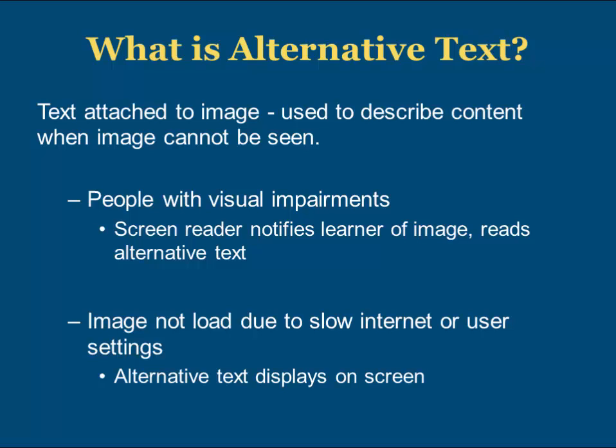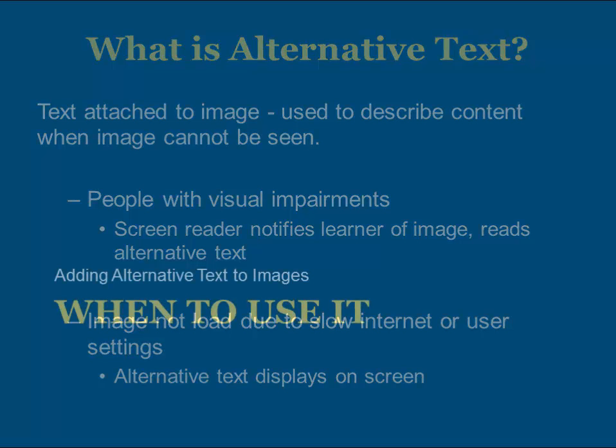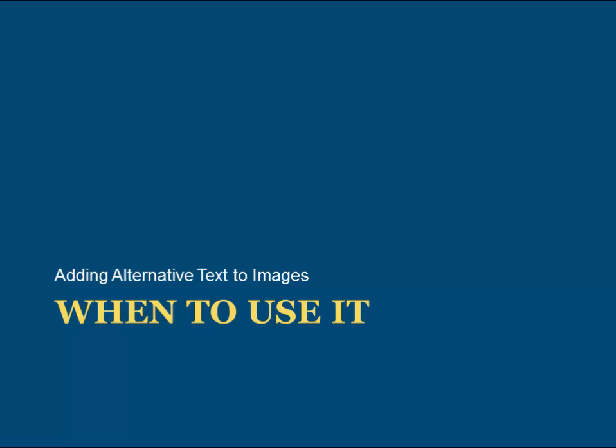Alternative text may also be displayed on the screen when an image does not load properly due to slow internet speeds or user settings that disable images. You should add alternative text to all pictures, clip art, graphs, diagrams, maps, smart art, charts, and any other visual item in your documents that you plan to distribute electronically. This includes PowerPoints, Word documents, rich text documents, and anything you plan to convert to PDF.